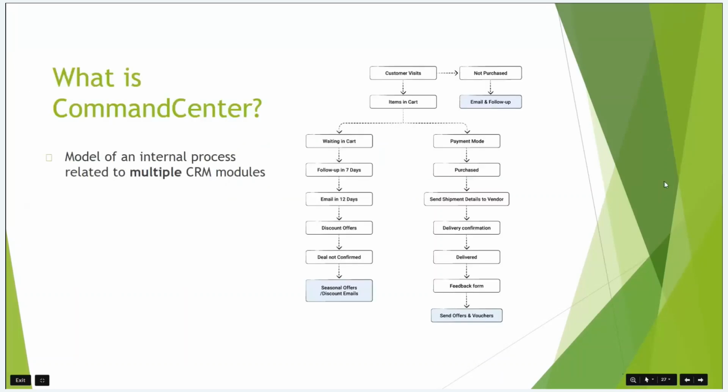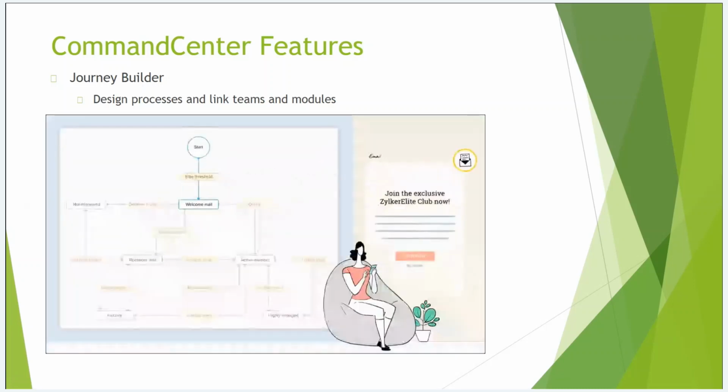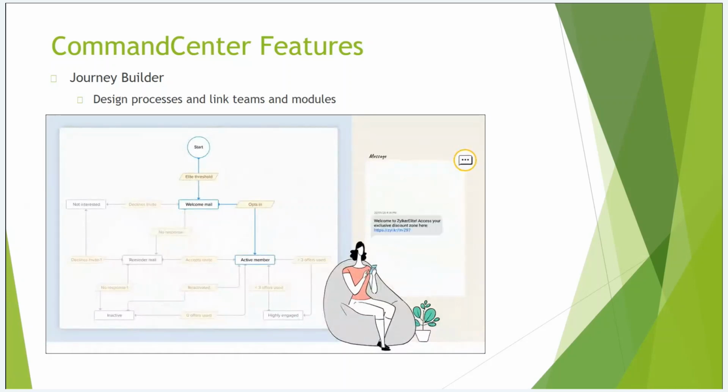Our third tool is CommandCenter, and it's another model of an internal process, but is related to multiple modules in the CRM. CommandCenter has a couple of parts. The first is the Journey Builder. Journey Builder lets you design elaborate processes and link independent teams and modules together. So it's meant to work with automation. So once the actions are clearly defined, the subsequent steps can occur automatically.